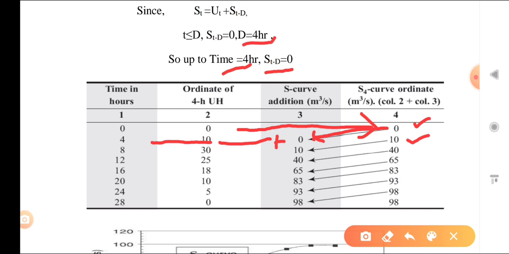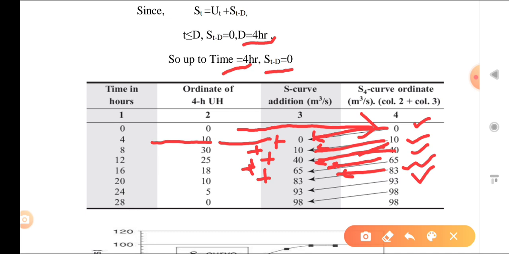Then next, that 10 goes below. So what is the next? 30 plus 10, it is 40. Then again that 40 goes below. So what is the next? 25 plus 40, that is 65. Then that 65 goes below. Next, 18 plus 65, that is 83. Then that 83 goes below. 10 plus 83, it is 93.